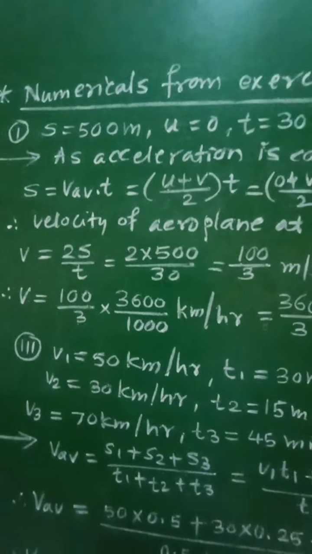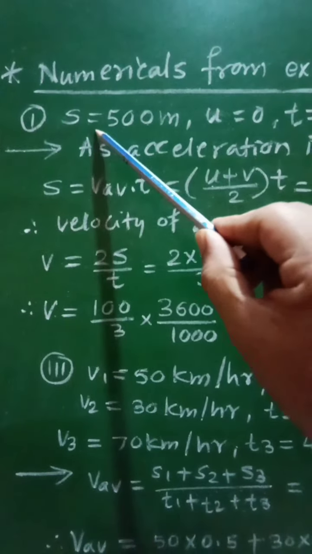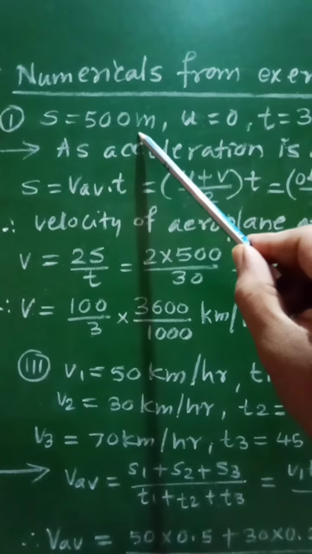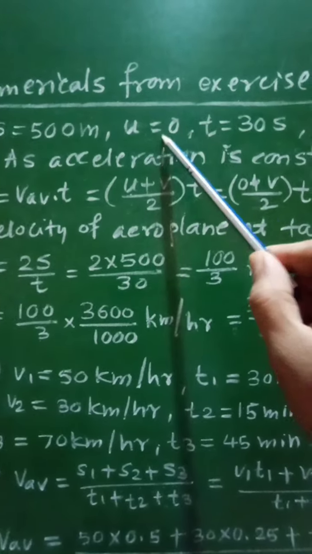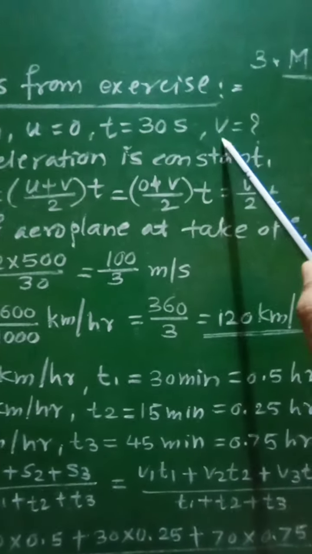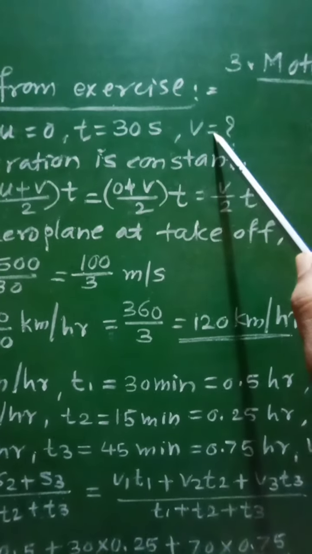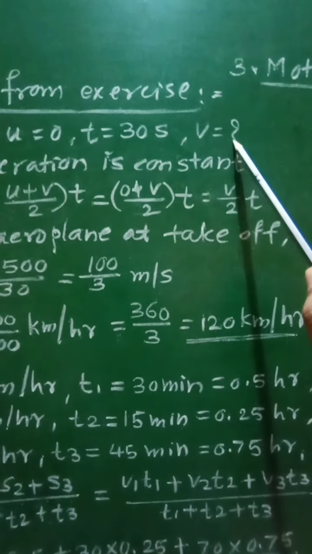For this, the distance covered, that is the runway, s is equal to 500 meter. Initial velocity u is equal to 0. Time taken t is equal to 30 seconds, and we have to find out the velocity of that aeroplane at the takeoff, that is the final velocity v.